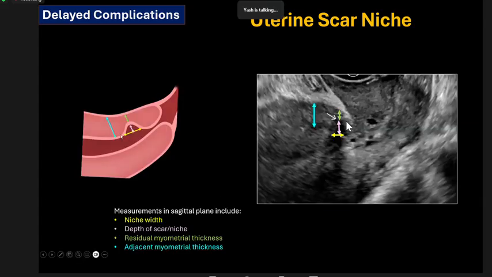So this is what I just spoke about. We will see that in the form of an example. Sorry, this arrow is not right. This arrow should extend all the way here. So this is the endometrium. This triangular thing is the niche. So that's its width, depth. This is the depth of residual myometrium. And adjacent myometrium will be extending from here all the way until here. Sorry, this is slightly wrong.